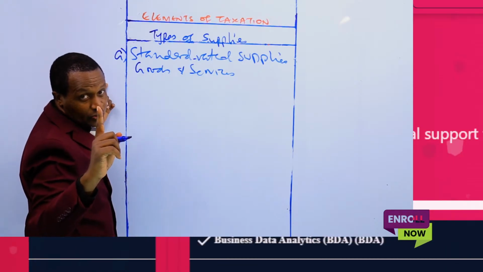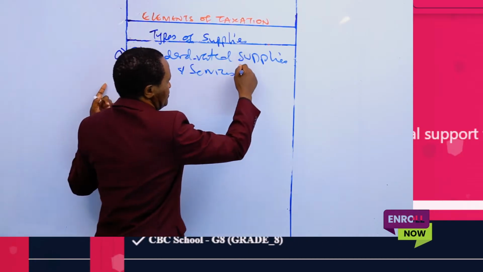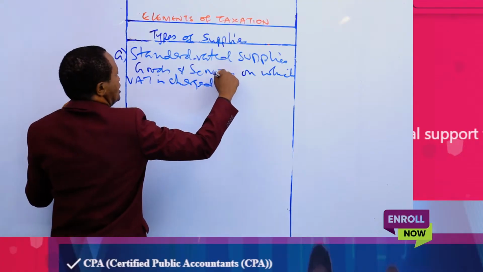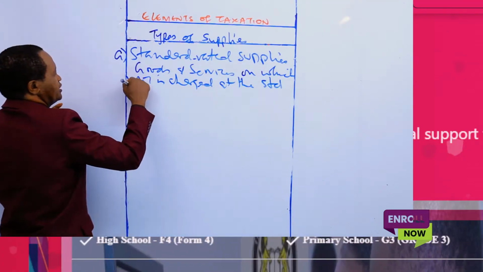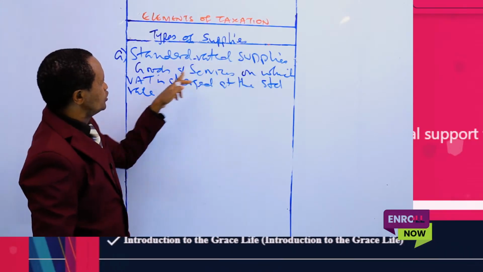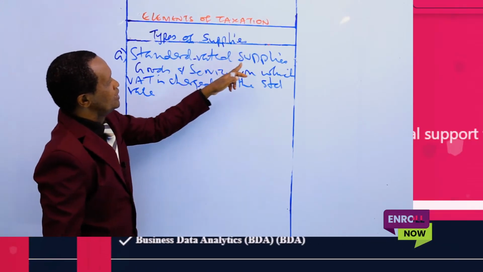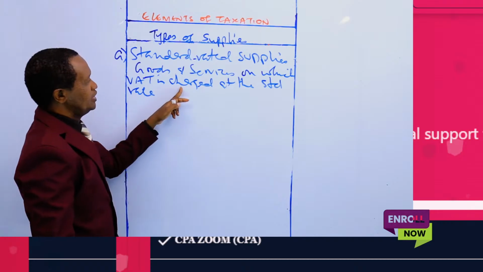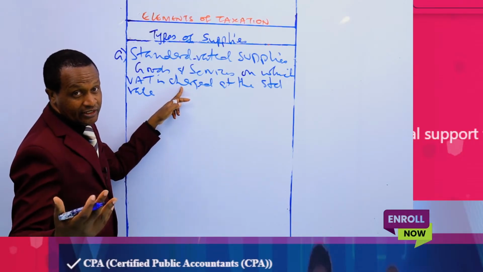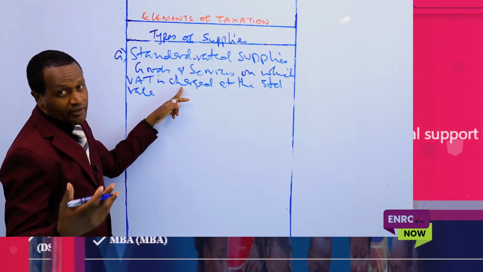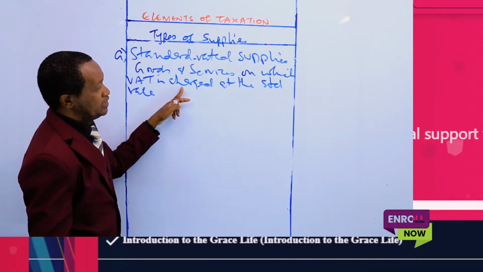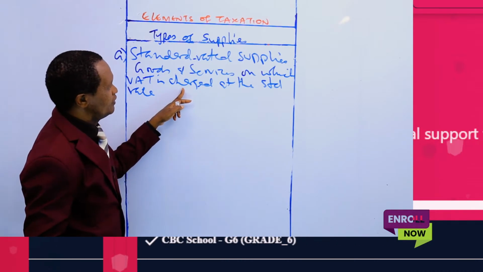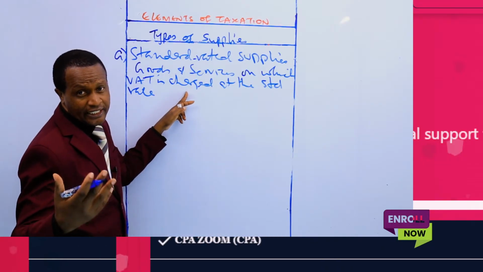It refers to, number one, goods and services on which VAT is charged at the standard rate. So supplies are goods or services, and standard rated supplies then will refer to goods and services on which VAT is charged at the standard rate that is prescribed by law. And the current standard rate in Kenya is 16%. We are doing this recording in the year 2025. So in the year 2025, the VAT standard rate is 16%.